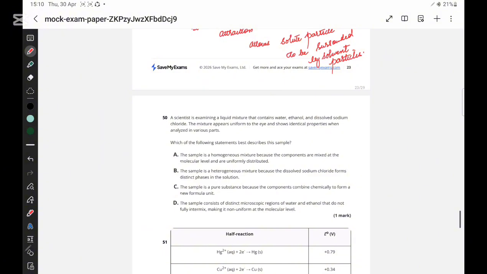For the next question, a scientist is examining a liquid mixture that contains water, ethanol and dissolved chloride. The mixture appears uniform to the eye and shows identical properties when analyzed in various parts. First of all, if it appears uniform, that means it is going to be a homogeneous mixture. A homogeneous mixture is one which is uniformly mixed.